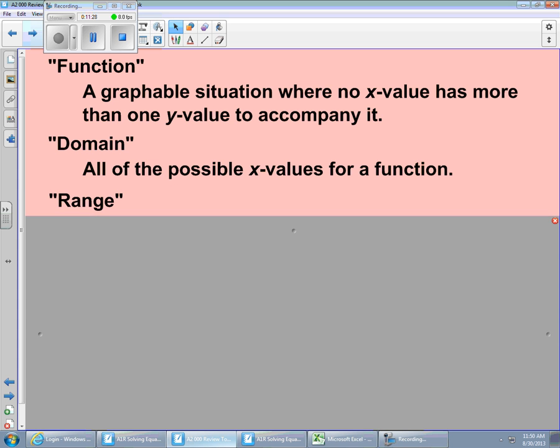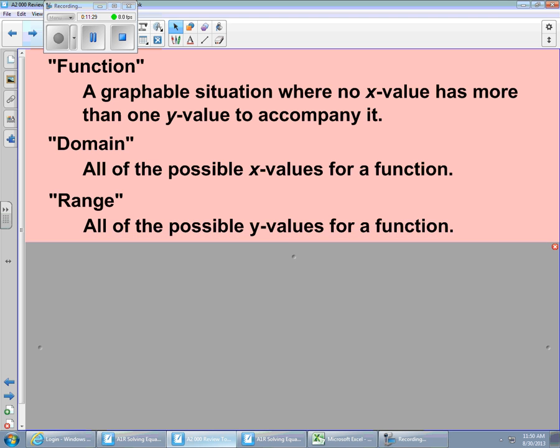And of course, range. If domain is all the possible x values for a function, then range is all the possible y values for a function. And the same basic idea applies to that.